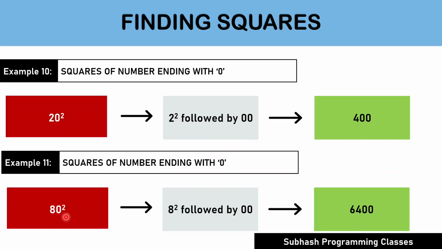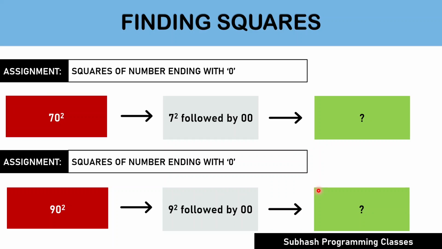Similarly, 80 square is nothing but 8 square followed by 2 zeros, which is nothing but 6400. Similarly, as an assignment, try to find squares of other numbers that end with 0 before moving to the next slide. For example, find the answers for 70 square and 90 square. Please solve this problem before moving ahead.